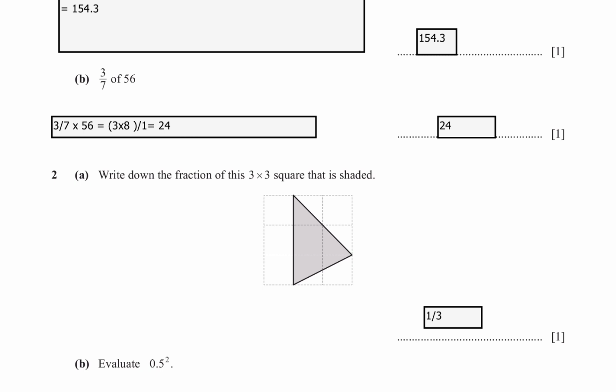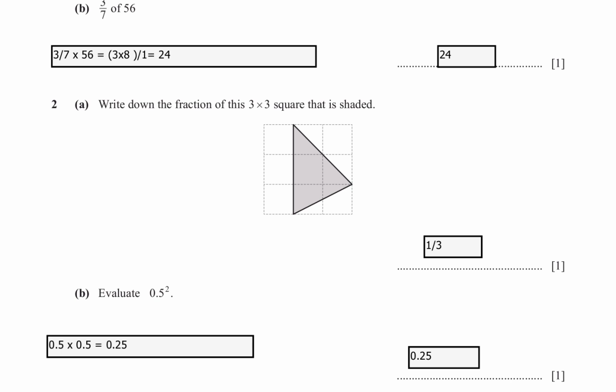Okay, question number 2. Write down the fraction of this 3 by 3 square that is shaded. Now this square is 3 by 3. And the part of the shaded region is 1, half means 1, and this shaded region and this shaded region makes 1 whole. So it's 3 whole. And the total is 9. So 3 by 9 or 1 by 3 of the square is shaded.